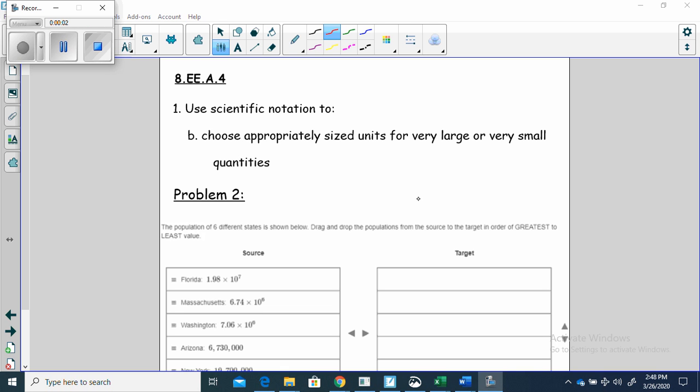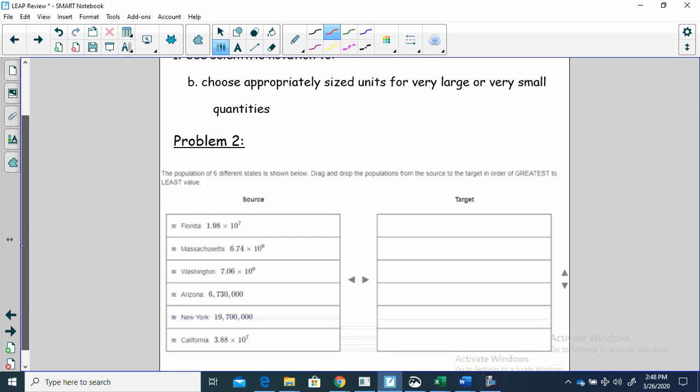This is standard 8.EE.A.4, problem 2. We're going to deal with choosing appropriately sized units for very large and very small quantities, and we're going to try to put these in order.